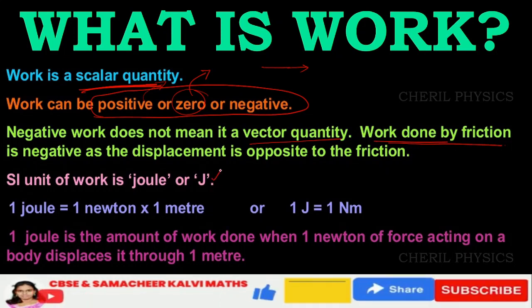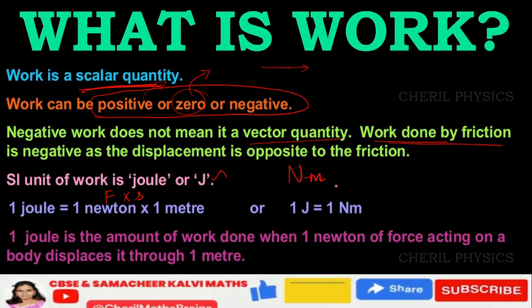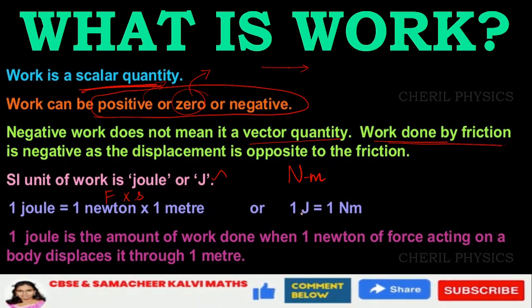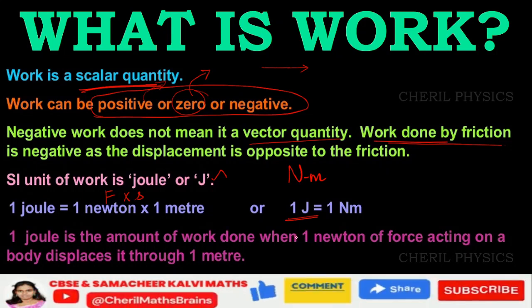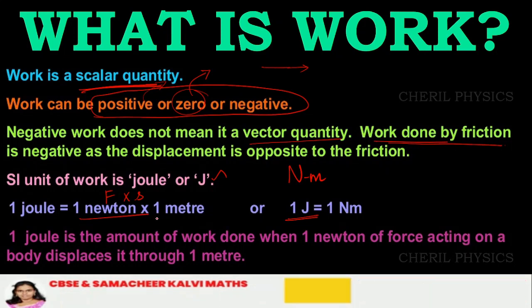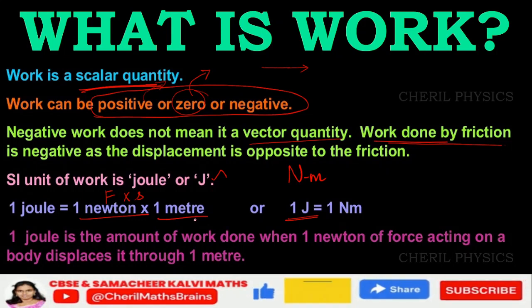The SI unit of work is what? Joule. And what is 1 joule? 1 Newton into 1 meter. What is 1 Newton? F. F into S, where S is in terms of meter. So you can also say the unit to be Newton meter. Another important definition which you need to learn is about 1 joule. 1 joule is the amount of work done when 1 Newton of force acting on a body displaces it through 1 meter. So when 1 Newton acts to displace that particular object through 1 meter, you call the work done to be 1 joule.